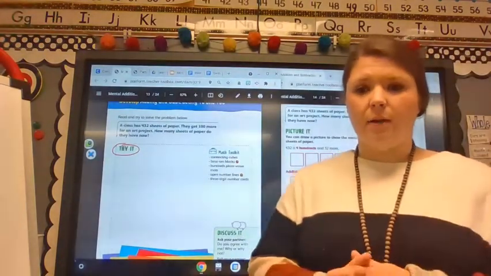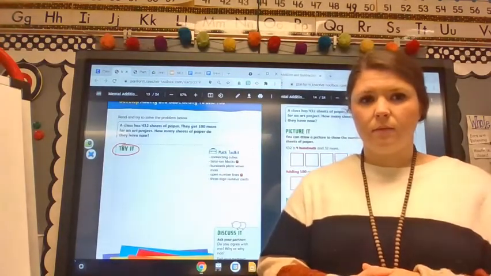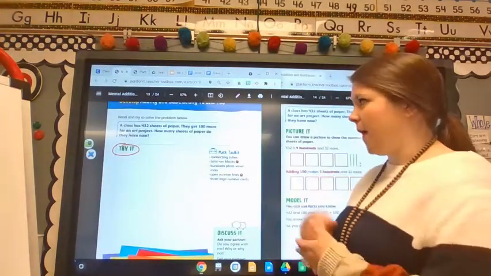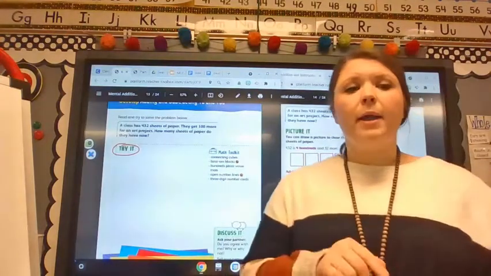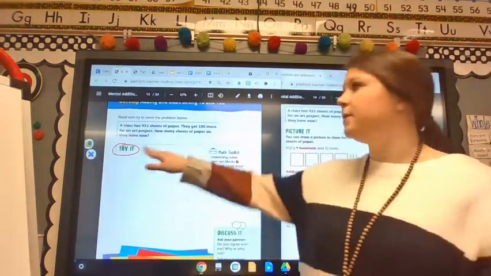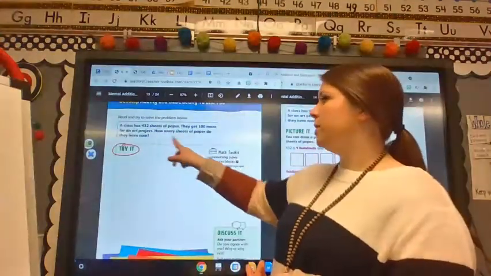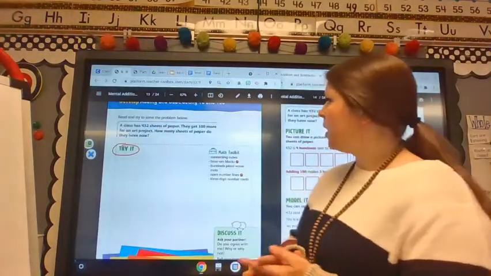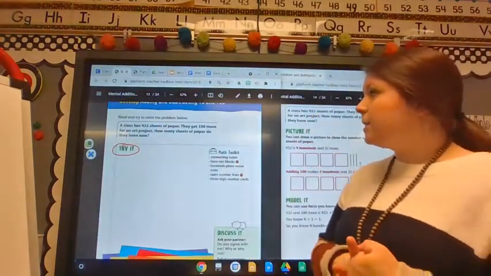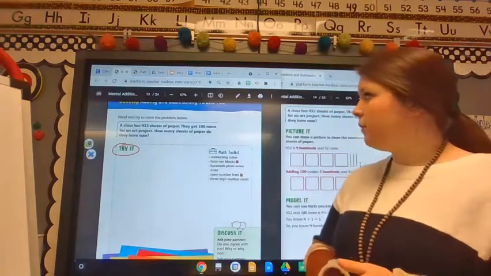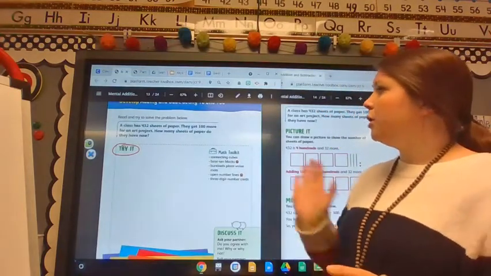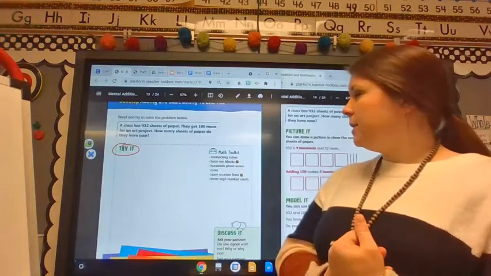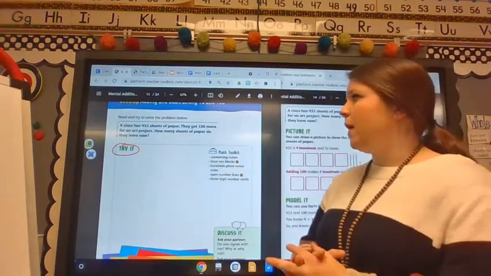What's our question here? How many sheets of paper do they have now? Let's go back and see what information is important for us to answer that question. How many sheets of paper do they have now? All right, let's read it. A class has 432 sheets of paper. They get 100 more for an art project. How many sheets of paper do they have now?